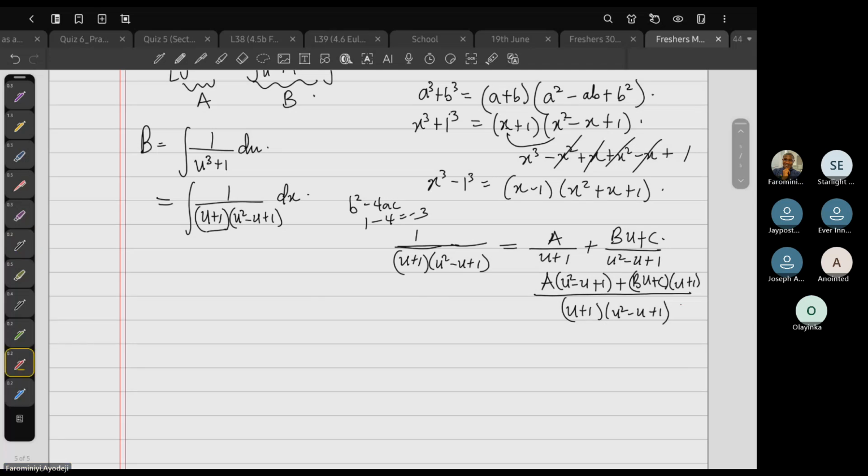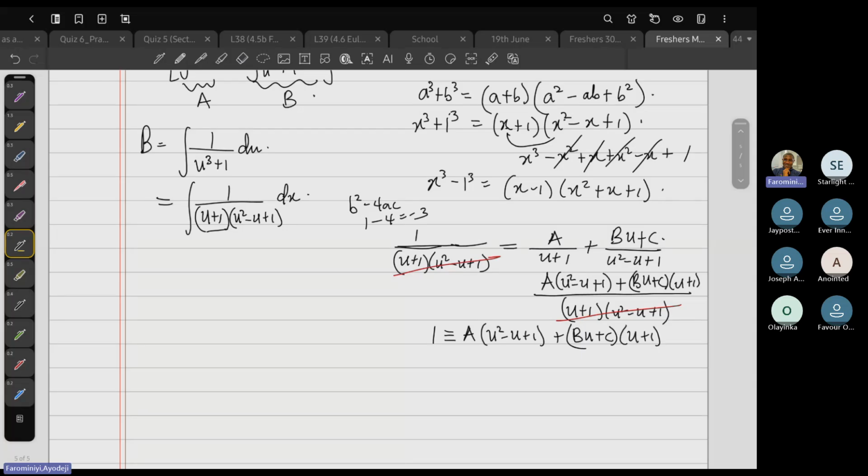Then these cancel out as before. We now have 1 is equivalent to A times (u squared minus u plus 1) plus (Bu plus C) times (u plus 1). So we have seen how to use the cover-up method, and I told you the cover-up method will not work in all cases. This is one of the cases where the cover-up method will not work.